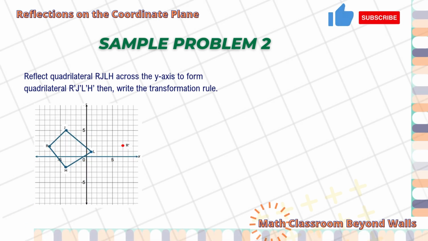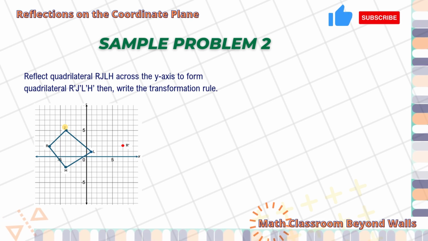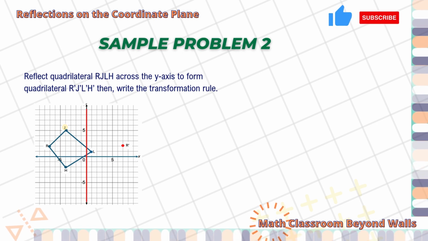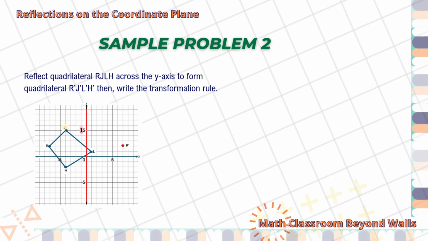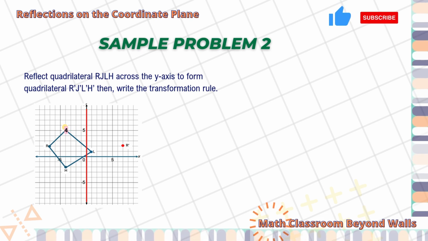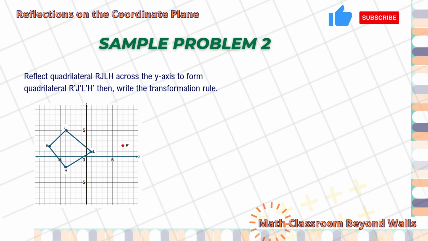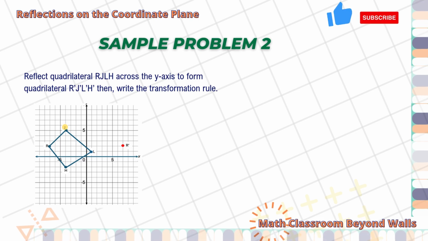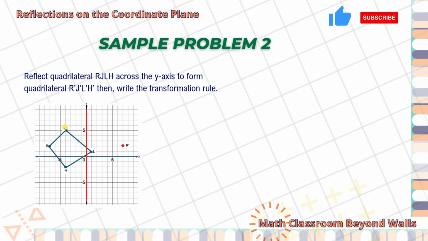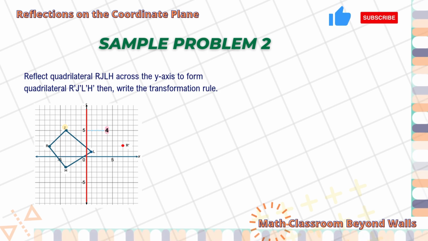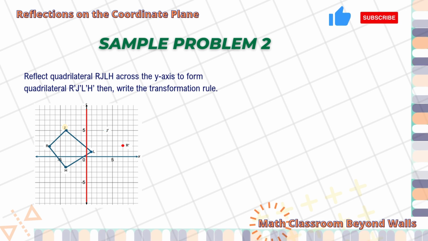Next, we locate J'. The same thing, count how far J is from the line of reflection. We count 1, 2, 3, 4 towards J. Now, count 4 units from the line of reflection towards the opposite direction. Count 1, 2, 3, 4. Here is where J' is located.